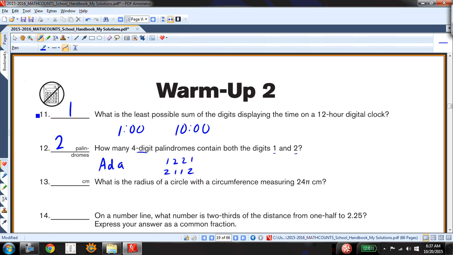What is the radius of a circle with a circumference measuring 24 pi centimeters? Okay, well, the circumference is equal to 2 pi times the radius, or that would also be pi times the diameter. So we say the circumference is 24 pi equals 2 pi times r. Divide both sides by 2 pi. Pi's cancel, 2's cancel. R is equal to 12 centimeters.